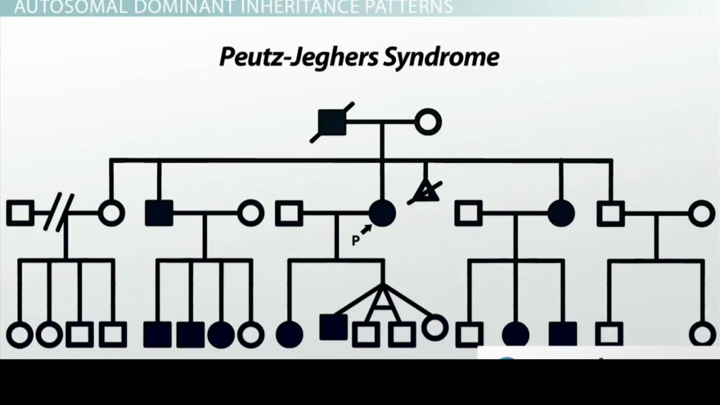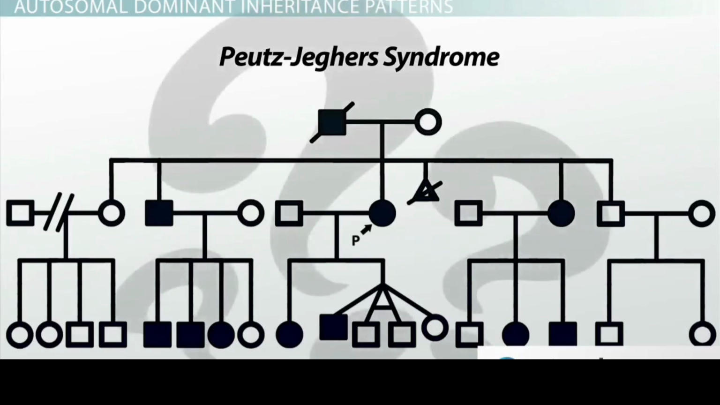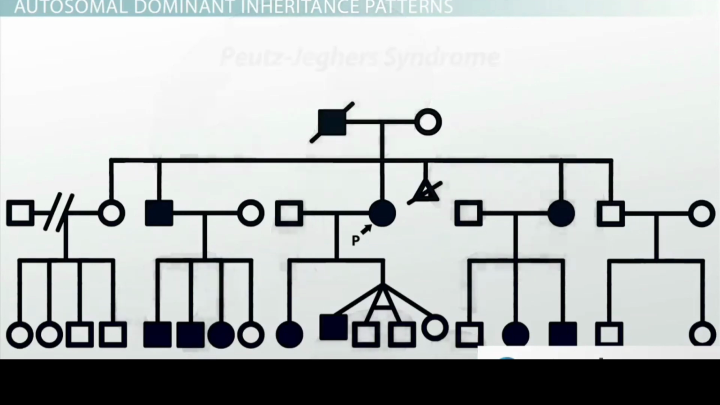If this is the pedigree for a family with a history of PJS, what do you think this inheritance pattern means? First, do you think that this is a dominant condition, a recessive condition, or neither? If you said that this is a dominant condition, you're right.